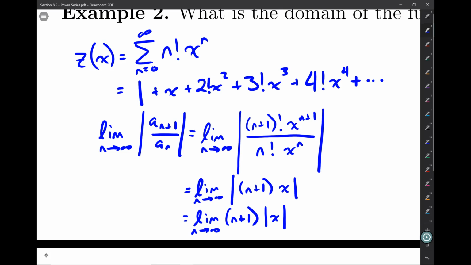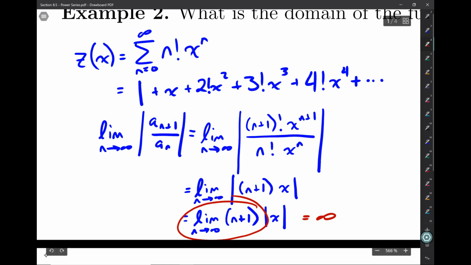Now we're left with one big limit. Our limit says, what is the limit as n approaches infinity of n plus 1 multiplied by the absolute value of x? Well, if x is some positive or negative constant, then the absolute value of x is going to be some positive constant. And if we take the limit as n approaches infinity, and we multiply it by a positive constant, we're going to get an infinite quantity. So this looks like this is going to be infinity. But are there any values of x that would actually make this not infinity?